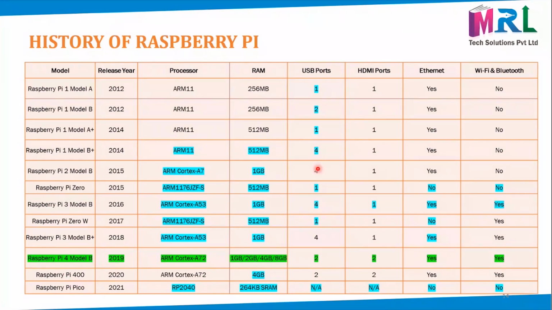Among these boards, the highest configuration is Raspberry Pi 4 Model B, which was released in 2019. The processor name is ARM Cortex A17, and it comes with 4 different RAM options, that is 1 GB, 2 GB, 4 GB, and 8 GB. It contains 2 USB ports, 2 HDMI ports, and also an Ethernet port, along with Wi-Fi and Bluetooth connections. So this board is suitable for my applications.